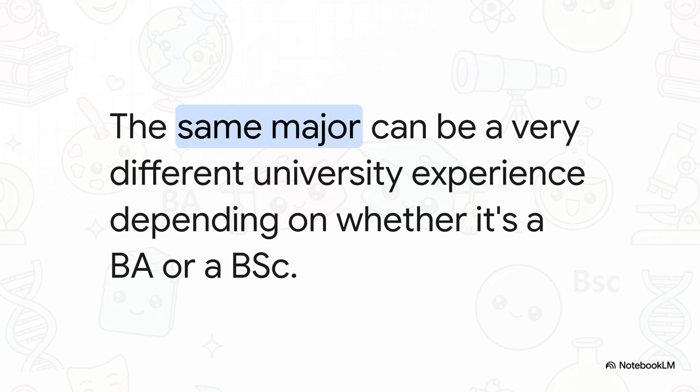Take psychology, for example. A BA in psychology might have you reading about Freudian theory and discussing case studies. But a BSc in psychology? You'd be in a lab analyzing brain imaging data. Or think about a business degree. A BA could focus on management theories and ethics, while a BSc would throw you deep into financial modeling and data analytics. Totally different worlds.